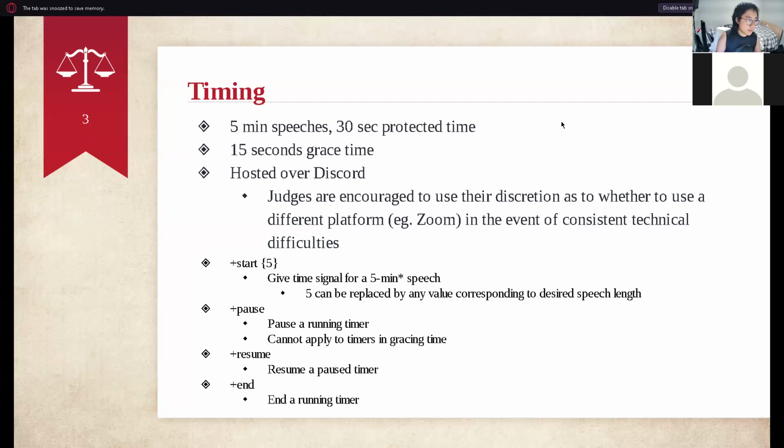Okay, timing. Let me see. This is stuff for later on, more specific stuff about time signals with the Discord bots and everything. But regardless, it's 5 minutes, 30-second speeches for high school tournaments.